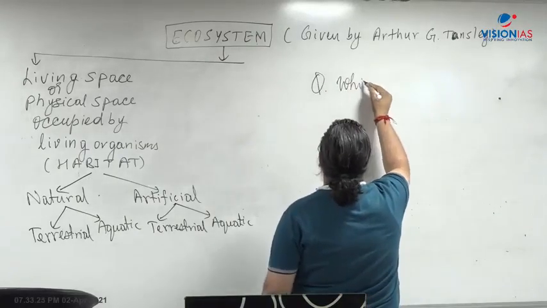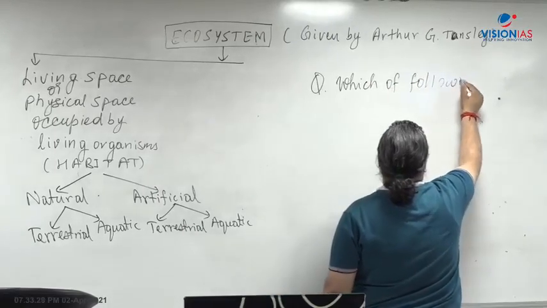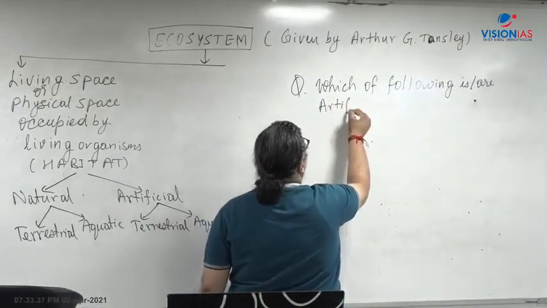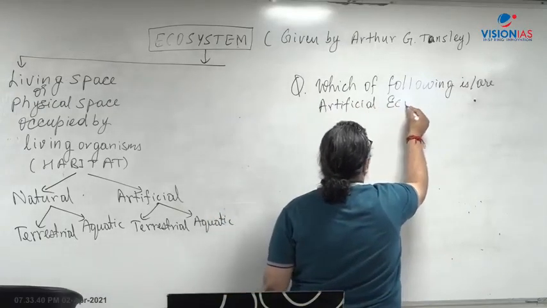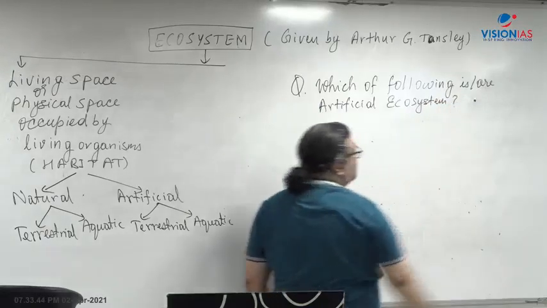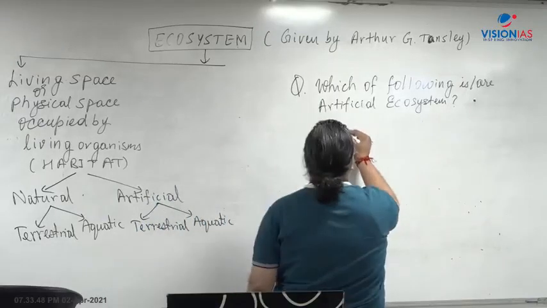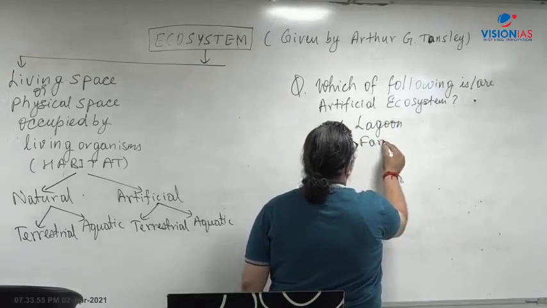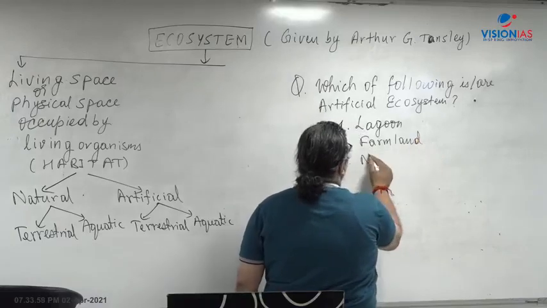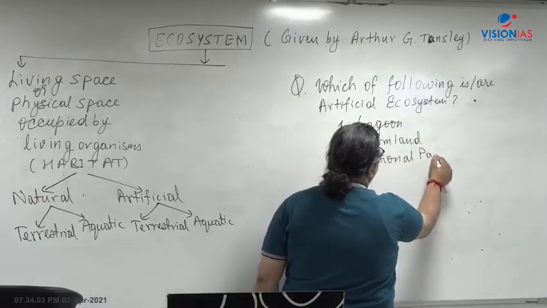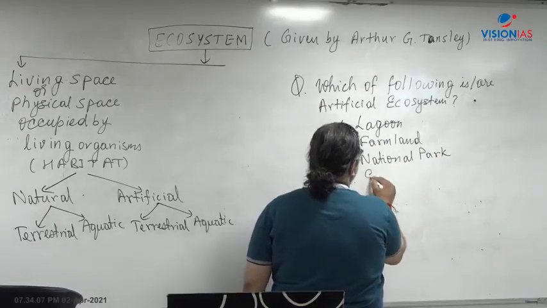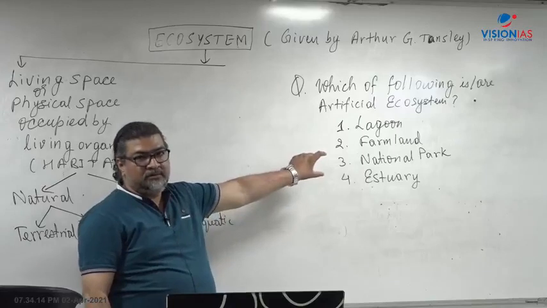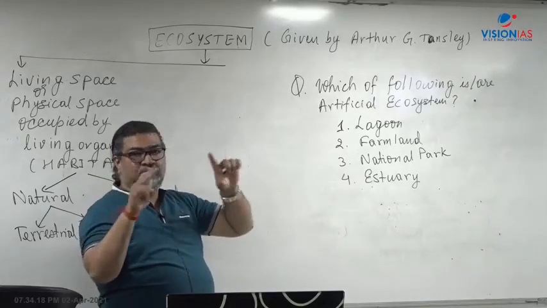Let's say you get a question in the examination: which of the following is an artificial or man-made ecosystem? Let's say you get a question of this kind, right? And you are given the choices here: 1, lagoon; 2, farmland; 3, national park; and the fourth, let's say, estuary. See, the UPSC question setter can give you any example. You have to always think broad. In a multiple choice question, you have to always think in a broader context.